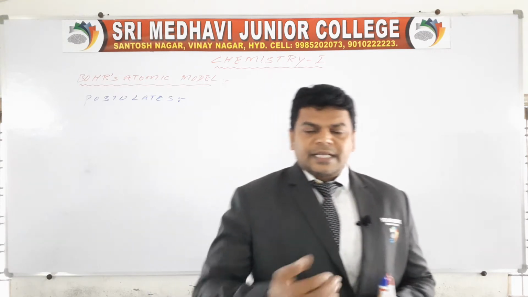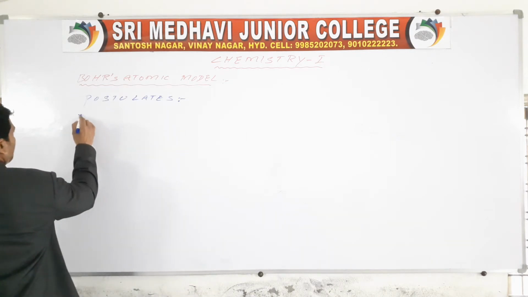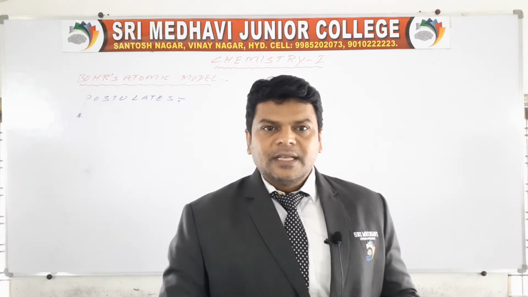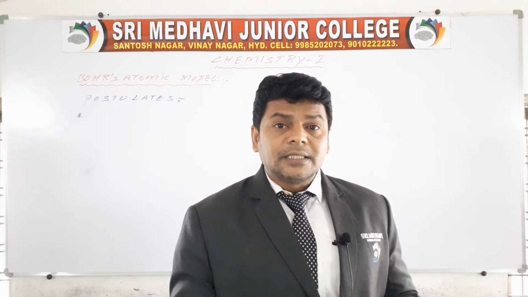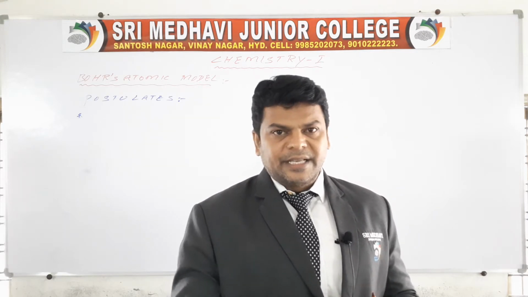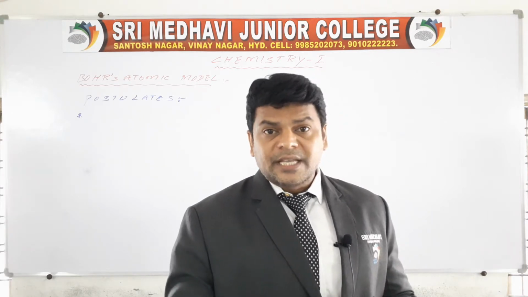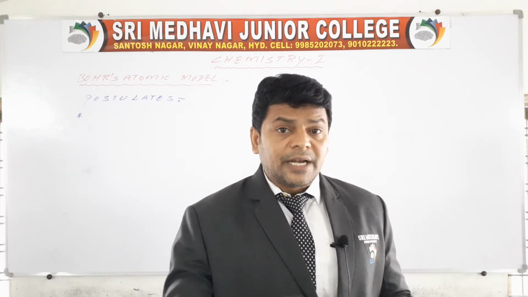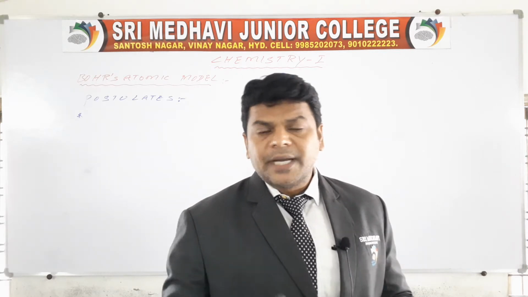Next postulate: when an electron revolves in a particular orbit, it has angular momentum. Angular momentum is the product of m, v, r, meaning mass of the electron, velocity of the electron, and radius of the orbit. The angular momentum mvr is equal to nh by 2 pi. What I mean to say is, according to Bohr, the angular momentum of an electron revolving in a particular orbit is equal to n into h by 2 pi.